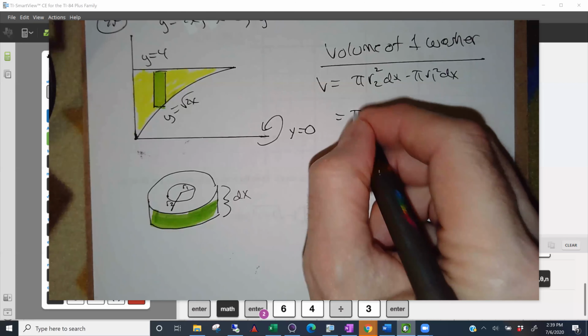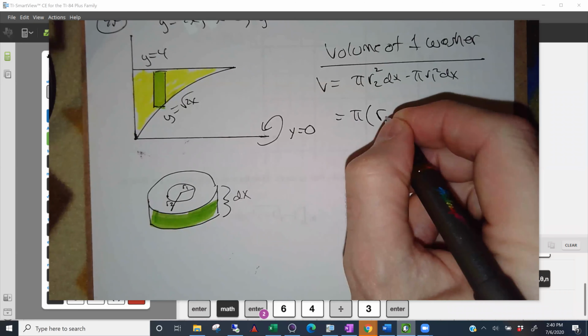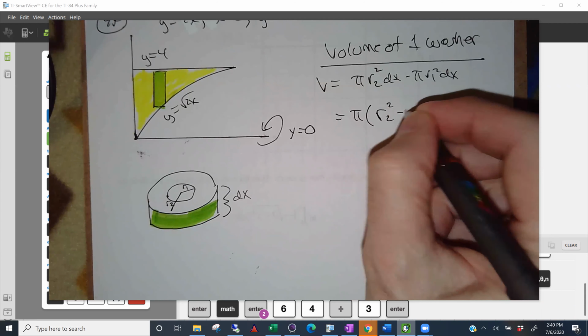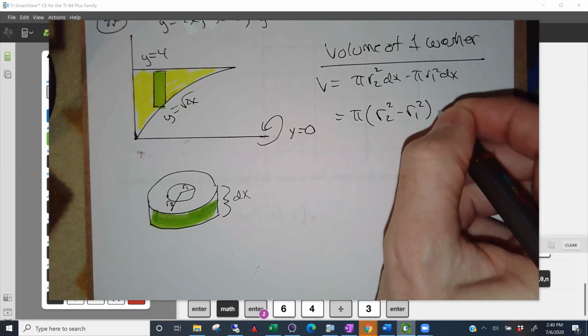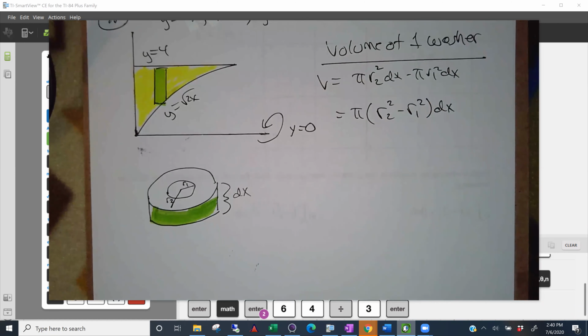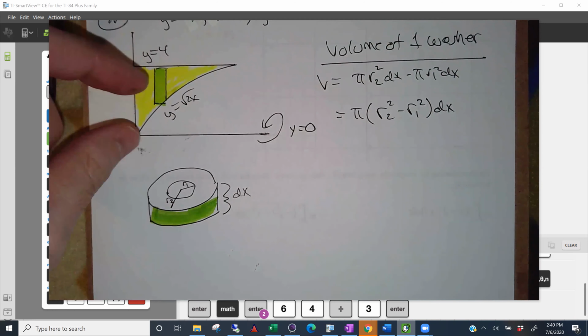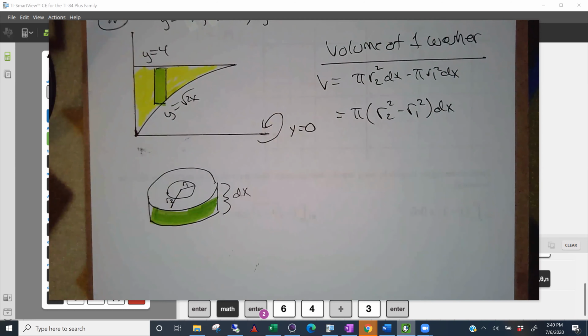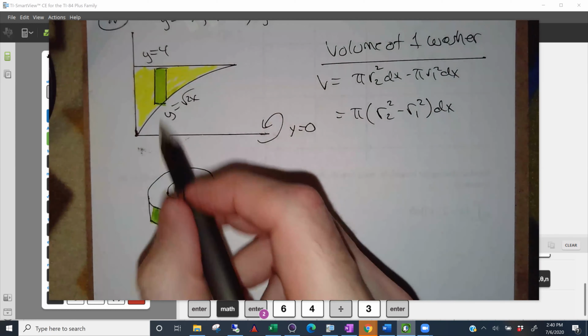In general, it's going to be pi times the square of the outer radius minus the square of the inner radius, like that. The big thing to notice is that you've got a disk or a washer method, not a disk method. That's because there's a gap here.